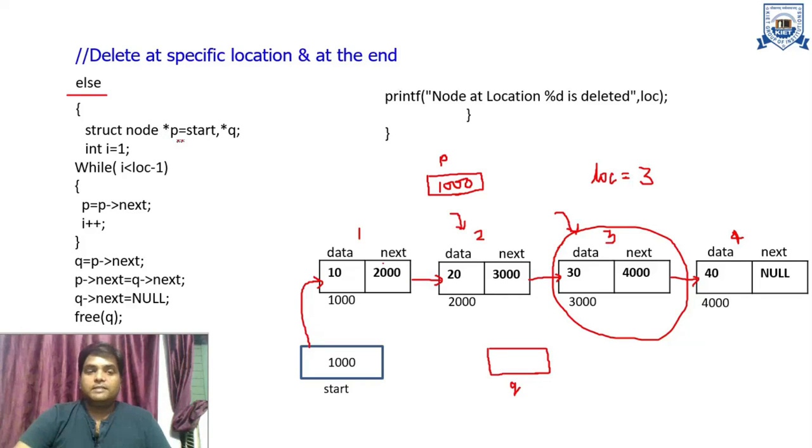So initially pointer p is equal to start. What is the content of p? The content of p is 1000. Actually we will start with this particular location. So initially the value of i is equal to 1. Now we will check while i is less than location minus 1. If you are comparing, in the insert operation I chose while i is less than location, while in the deleting operation I chose i is less than location minus 1.